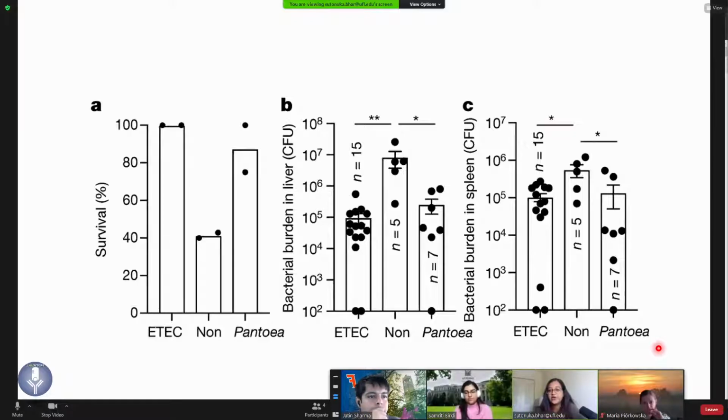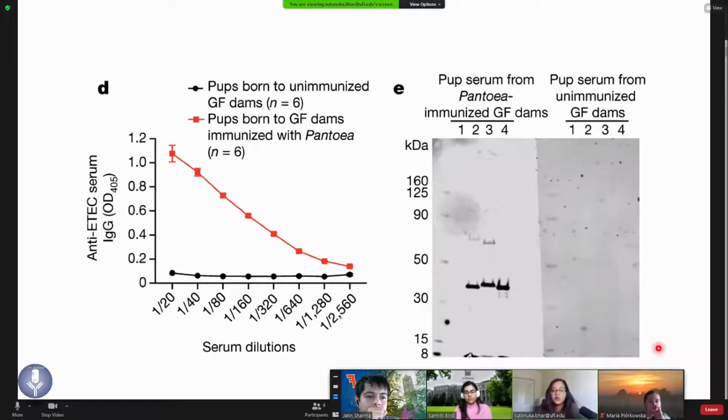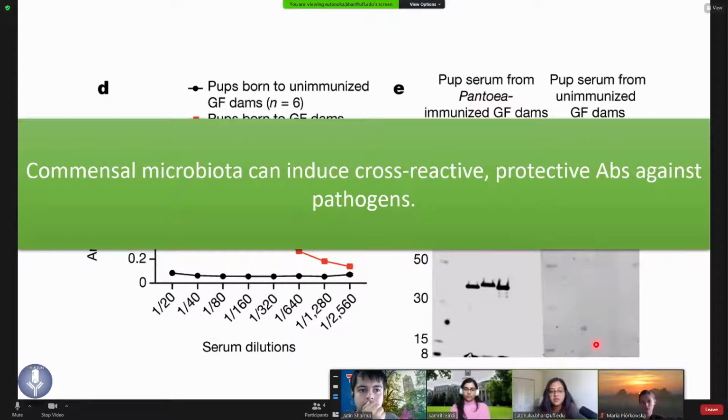Okay, so basically Pantoea-immunized mice's pups were significantly more protected against ETEC6 than unimmunized mice's pups. That's what these results say. Now, pups born to germ-free mice immunized with Pantoea had cross-reactive IgGs against the ETEC, which can be seen with the red curve, while the pups born to unimmunized mice did not have any antibody present against the ETEC. They say that commensal microbiota can induce cross-reactive protective antibodies against pathogens.